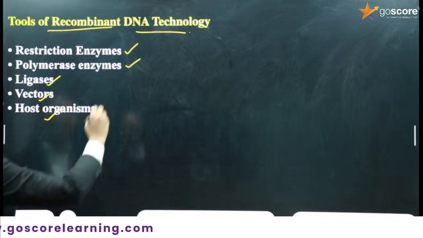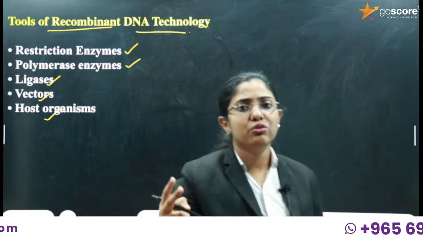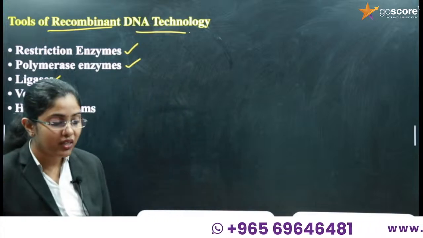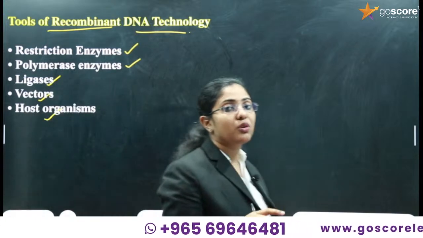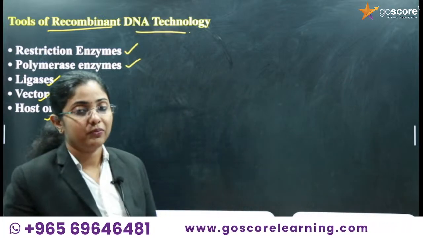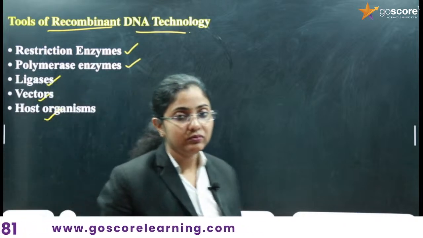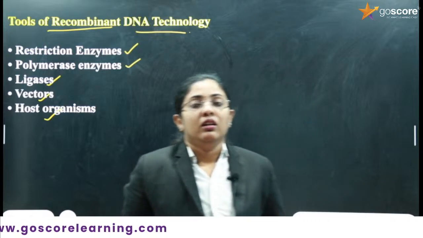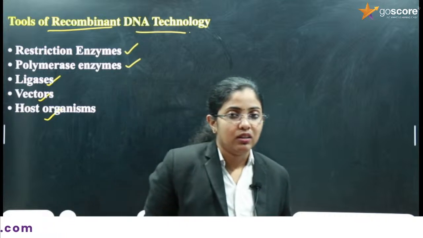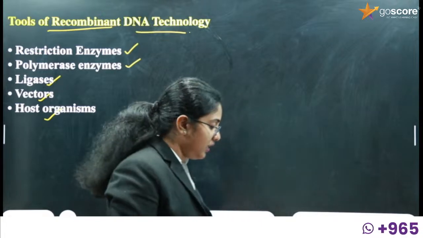We already know about polymerase enzymes. Polymerase enzymes are used in both replication and transcription. In replication, it is DNA polymerase, whereas in transcription, it is RNA polymerase. There are different RNA polymerases: RNA polymerase 1, 2, 3. Taq polymerase is used in PCR, the polymerase chain reaction. We'll learn that in a later session.